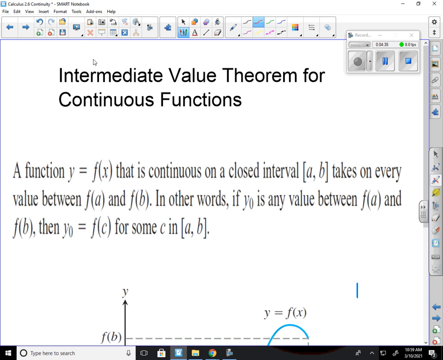All right, the intermediate value theorem for continuous functions says that a function y equals f of x that is continuous on a closed interval [a, b] takes on every value between f of a and f of b. In other words, if y naught is any value between f of a and f of b, then y naught equals f of c for some c within the interval a to b. That's a lot of words to come back to something fairly simple.